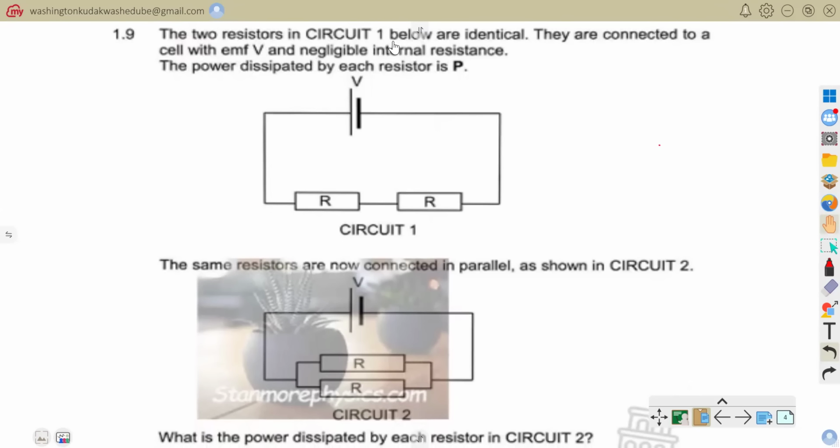Now, the two resistors in circuit 1 below are identical. They are connected to a cell with EMF V and negligible internal resistance. So there is negligible internal resistance and the total EMF is V, and the power dissipated by each resistor is P.